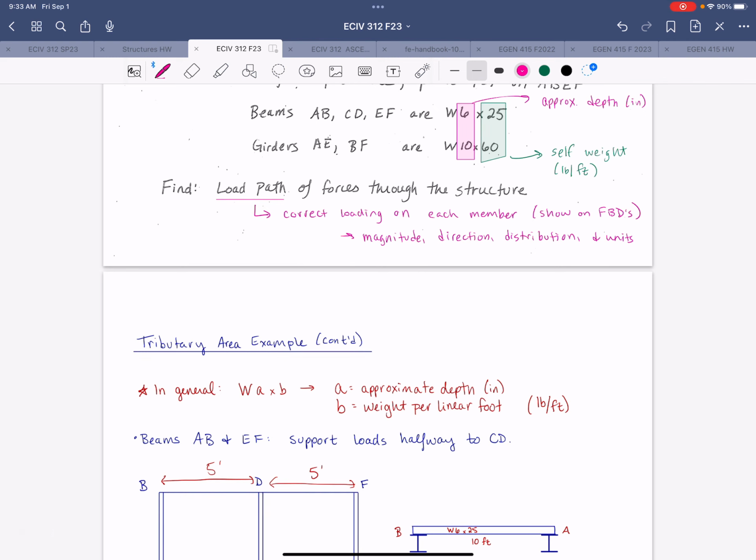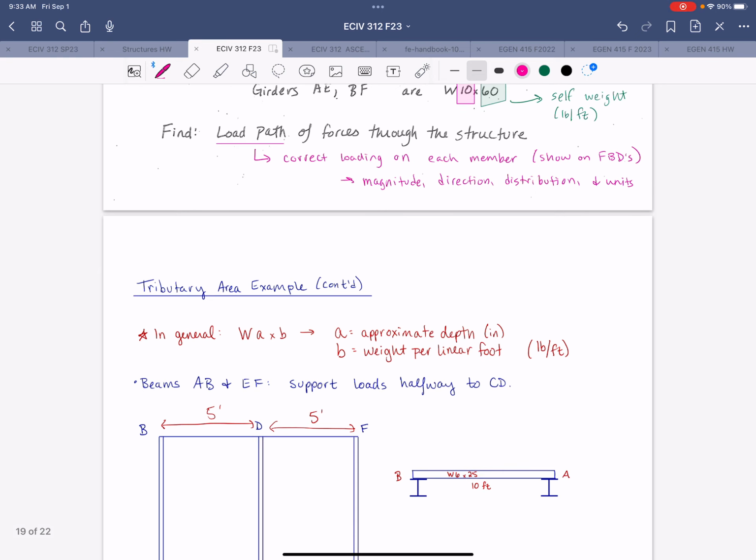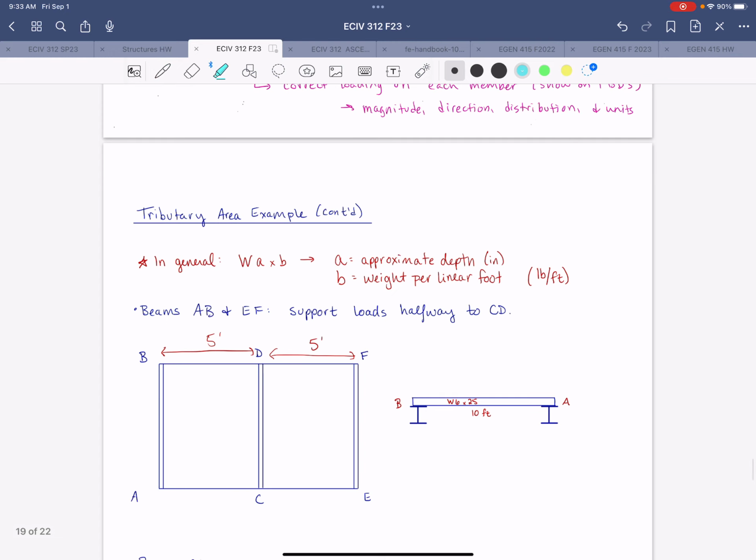All right, so the first analysis that we'll do will be on that first level of beams. We'll consider the edge beams first. Looking at beams A, B, and E, F, these two beams support all of the surface load that's halfway to the center beam. So your tributary width of each beam is going to be 2.5 feet.